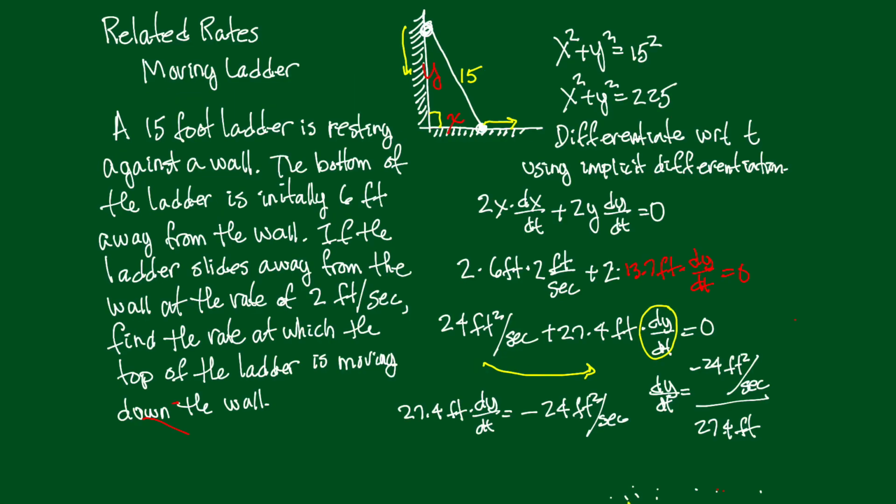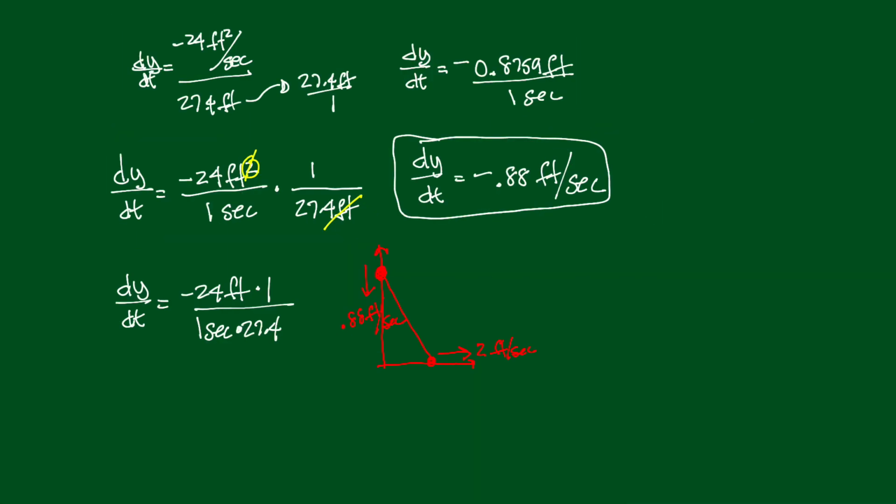Now I want to answer the question, and I want to be careful how I answer it. So I'm going to look back at the question. The question says: find the rate at which the top of the ladder is moving down the wall. I already know it's going down from that minus sign. Now how fast is it going down? It's not going down at negative 0.88. The negative means that it's going down, but we're going down at 0.88 feet per second. That, I think, is our answer.